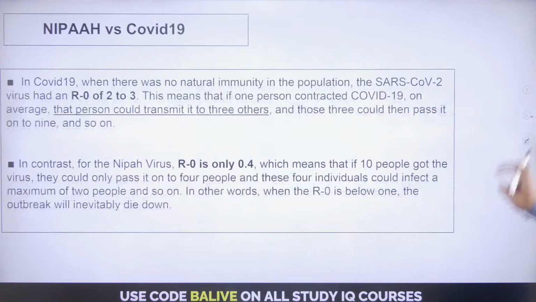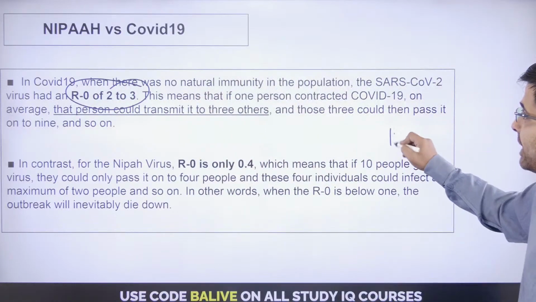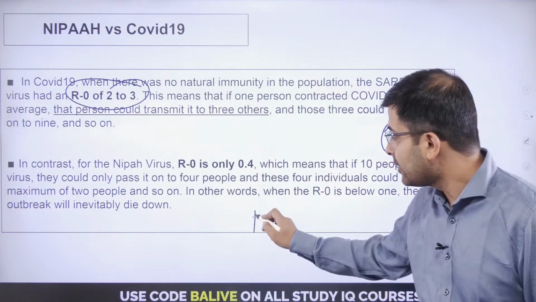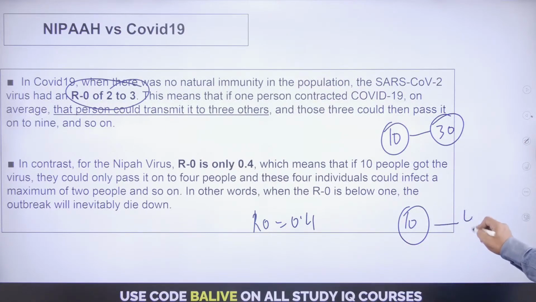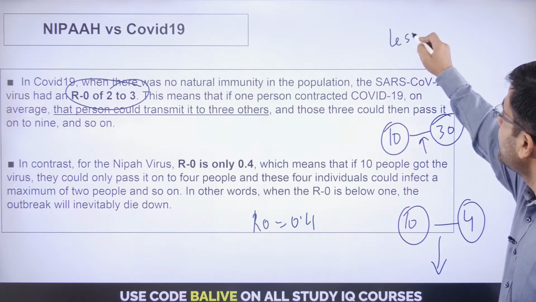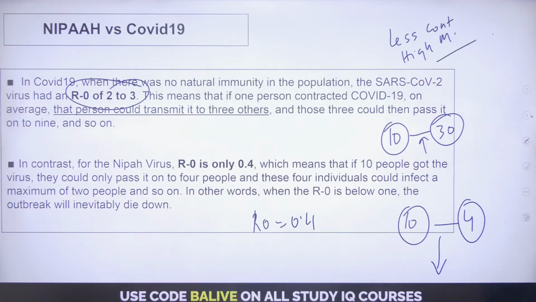So let's look at Nipah versus COVID-19. In COVID-19, your R0 was higher than 1. It was 2 to 3, which means 10 people could infect 30 people. Whereas in Nipah virus, your R0 is 0.4, which means 10 people can infect only 4 people. Look at the downward trend here. Look at the upward trend here. Which is why we say Nipah virus is less contagious, high mortality. Okay, clear? How Nipah is different from the COVID-19 pandemic?